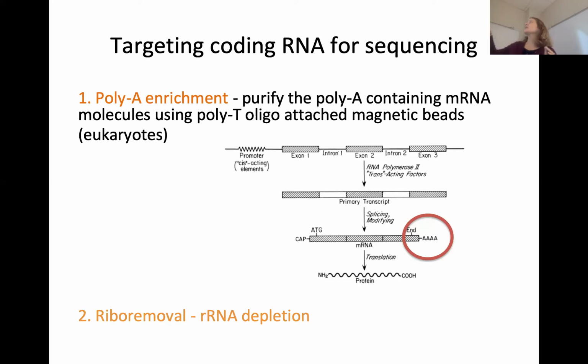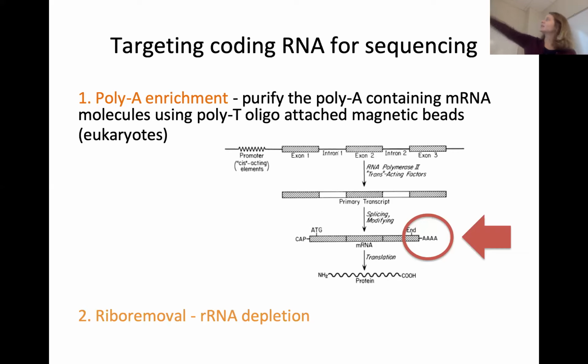If you are not working with a eukaryote, you will not have a poly-A tail to work with. In this case, or there can be other reasons you might want to do this, you can do ribo removal, which is essentially a similar process, but instead of enriching for something and selecting for it, you're going to select for the ribosomal RNA and get rid of it. So those are the two main types of libraries you'll see.